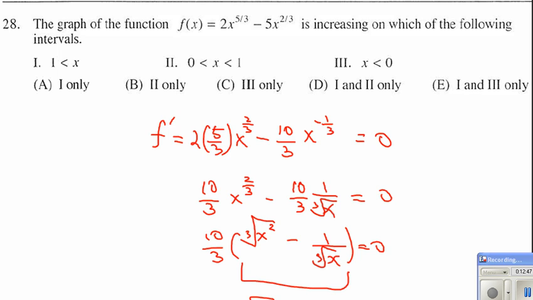And another thing is this, as you can see, when x is equal to 0, the derivative will not exist. So therefore when you do the number line, we have 0, we have 1, and then therefore we have 3 sections.